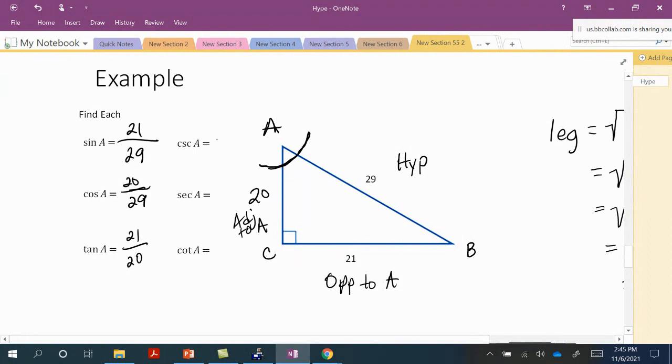And next we have the reciprocals. The reciprocal of sine is cosecant, so we have 29 over 21. The reciprocal of cosine is secant, so we have 29 over 20. The reciprocal of tangent is cotangent, so we have 20 over 21. And thus we have our 6 trig functions.